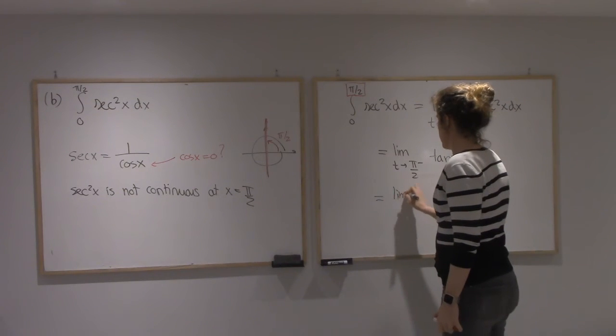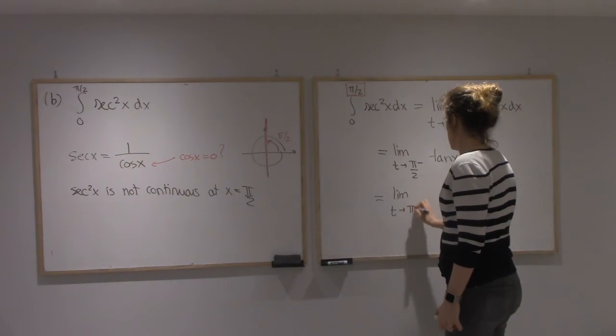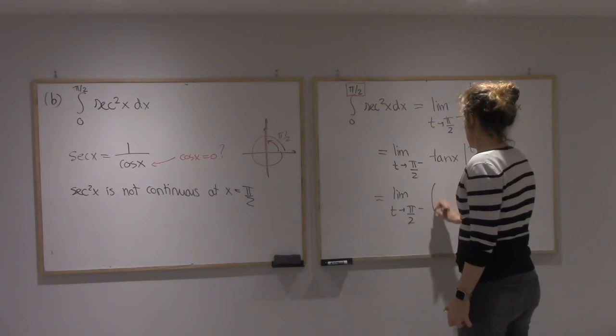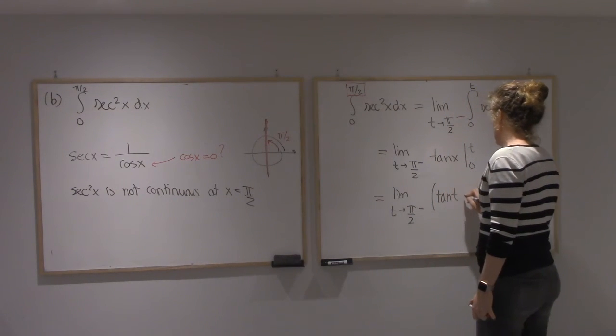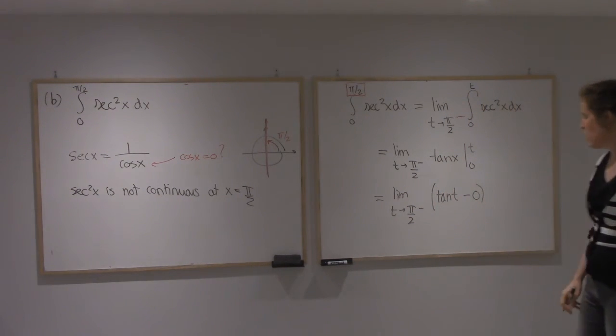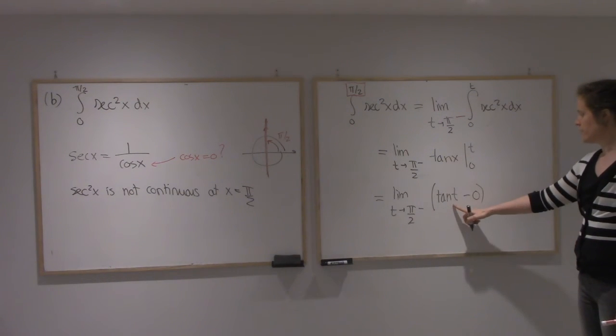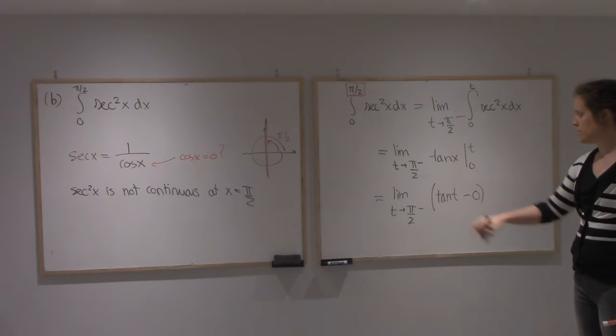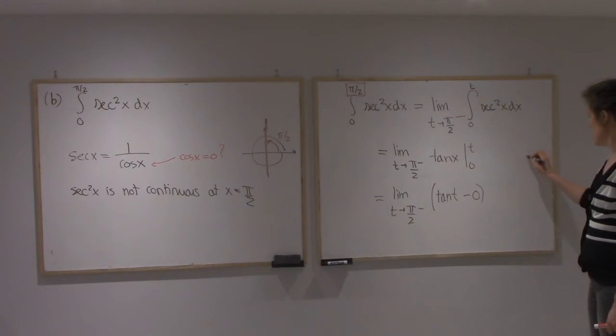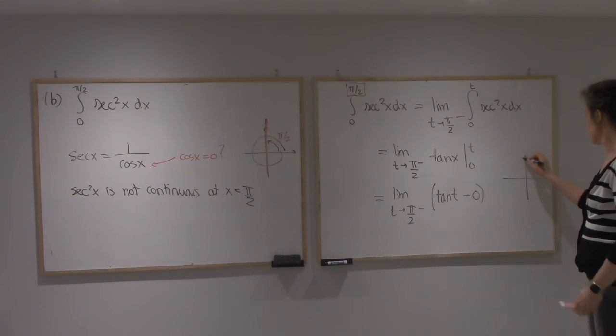And so I get the limit as t goes to pi on 2 minus of tan of t minus tan of 0, which is 0. So now I need to figure out what happens to tan when t goes to pi on 2. Let me give you a quick graph. This is pi on 2.